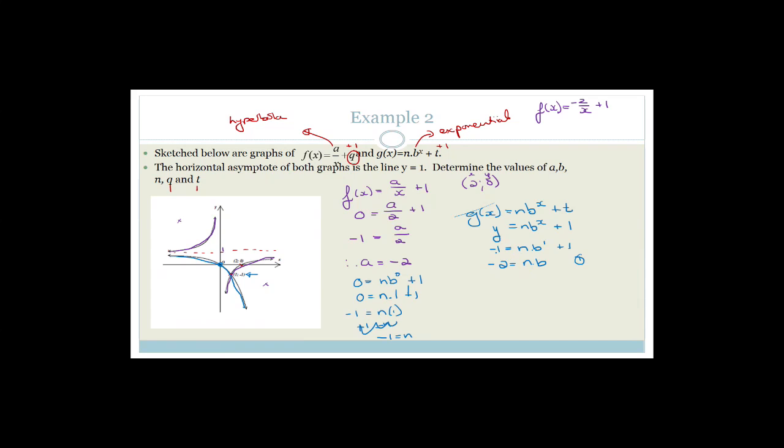Okay, so then if I substitute that in to here, I've got minus 2 is equal to minus 1 times b. If I divide both sides by minus 1, you get that b is equal to 2. Cha-ching! And there we've got a, b, n, q, and t. Phew! Okay, that was a nice question here.